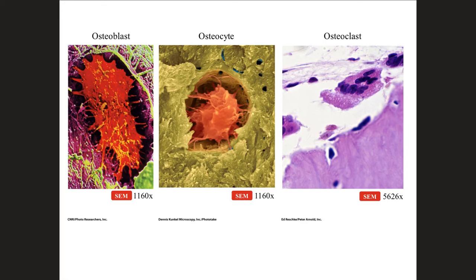So one more time for recap: osteoblasts build bone, osteocytes are mature osteoblasts that are now trapped in the extracellular matrix, and osteoclasts break down bone.